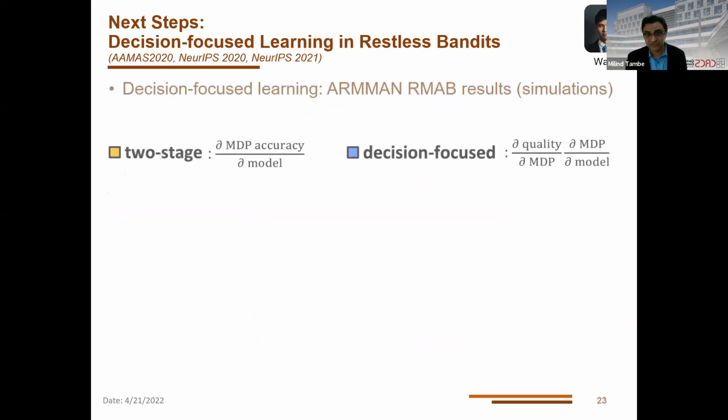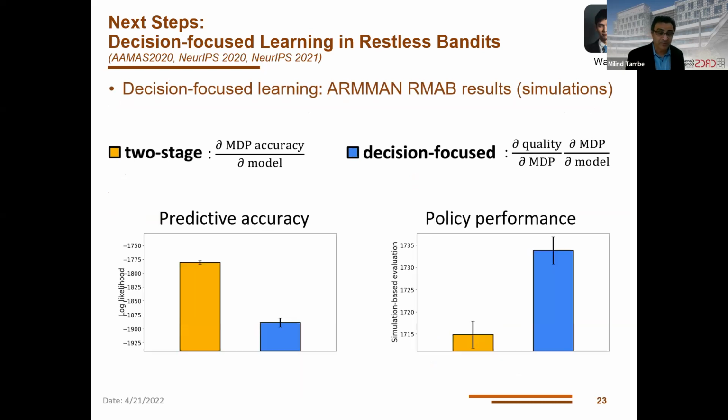We've applied this decision-focused learning in the context of ARMMAN in simulations and shown that if you go with a two-stage model, it indeed achieves higher predictive accuracy, but lower overall quality. And decision-focused learning, exactly the opposite, lower predictive accuracy, but higher policy performance.